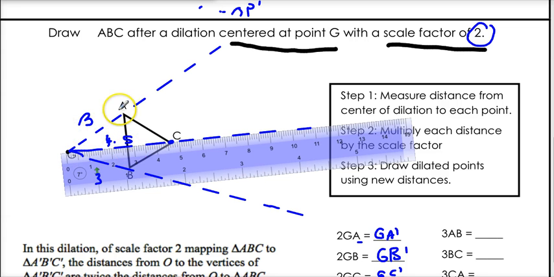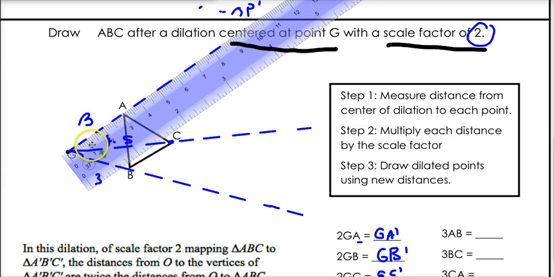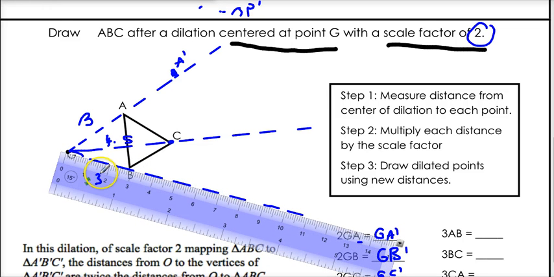So our first one, GA, is 3, so it's going to be 6 away now, right? 2 times 3, we do the scale factor times the length. So we put our new point right on the line, but now it is over here. All right? This is going to be A prime. We're going to move over here. Multiply once again by the scale factor. The scale factor is 2, so 3 times 2 is 6.